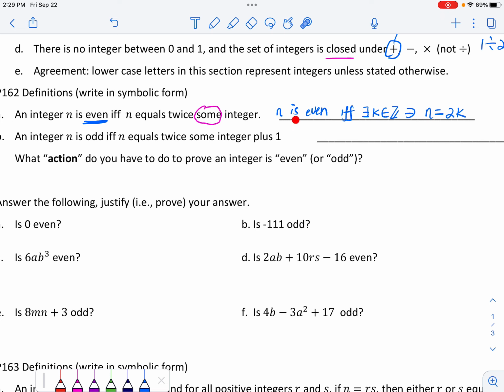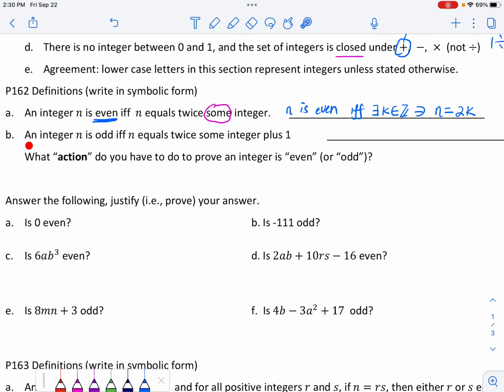Let's go back and reread and compare this symbolic form so that you make sure you agree that it is actually the symbolic form of this definition. We say n is even if and only if n equals twice some integer. Some means there exists some. So there exists k. And what is k? k is an integer, therefore I use this symbol. So n is even if and only if there exists k in the integers such that n equals twice this integer k.